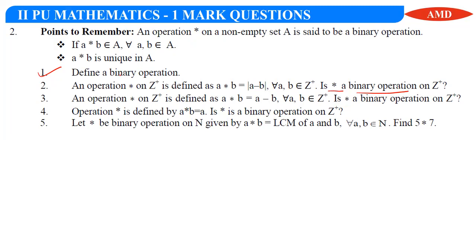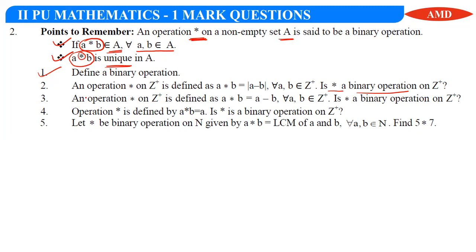So what is a binary operation? An operation star on a set A is said to be binary operation if it satisfies these 2 conditions. What are these 2 conditions? The conditions are for any 2 elements from the set, if you apply the operation on those 2 elements, the obtained answer must be in the same set A. That's the first condition. Second condition is, whenever you apply the operation on any 2 elements of the set, the answer must be unique. That means it must be a single value.